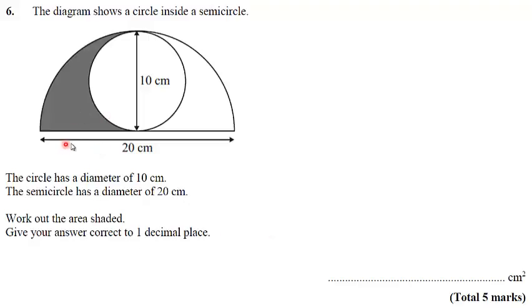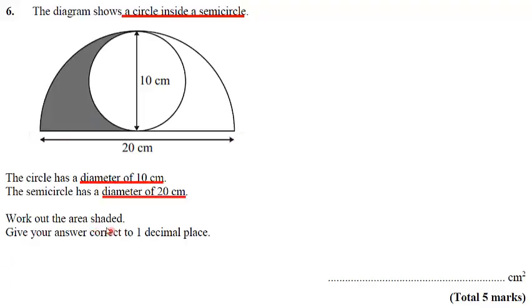In this question, they say the diagram shows a circle inside a semicircle. Okay, so we have a couple of shapes within here. I can see the circle, and I can see the semicircle, half a circle going across there. The circle has diameter 10, and the semicircle has diameter 20.